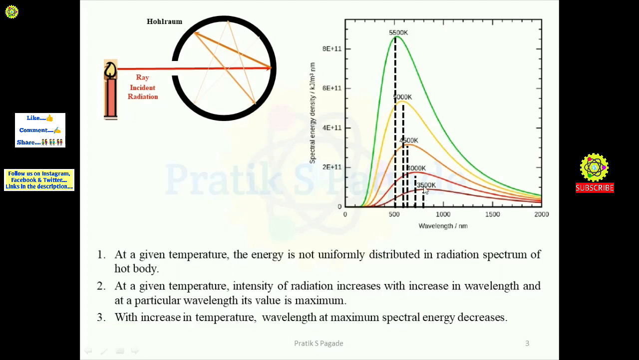Here, as temperature increases, the wavelength at maximum spectral energy decreases. Okay, further see here, because of this, lambda, that is wavelength, is inversely proportional to temperature. Further, spectral energy is directly proportional to temperature.